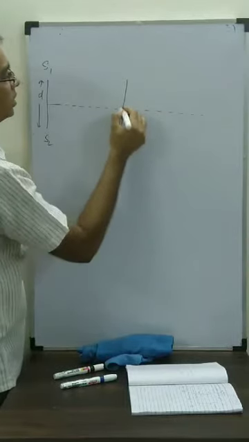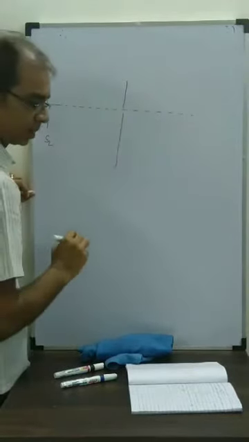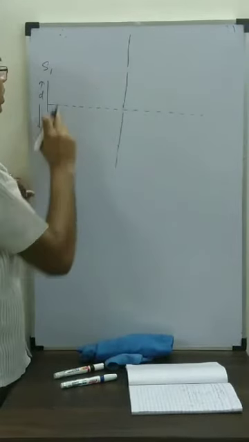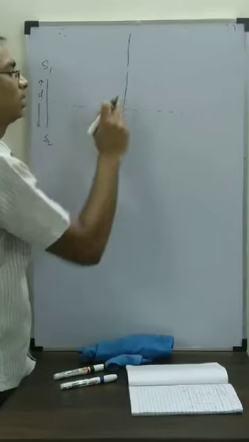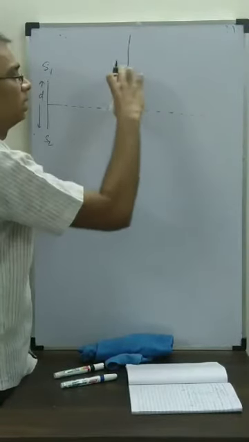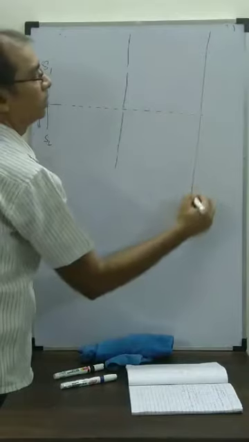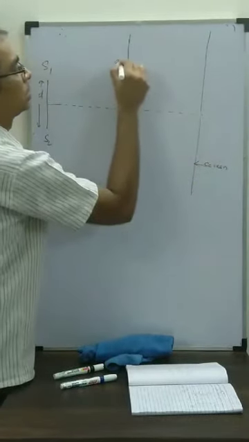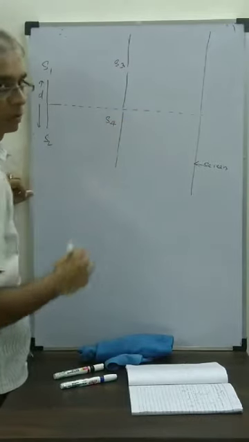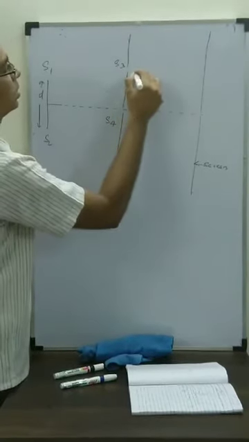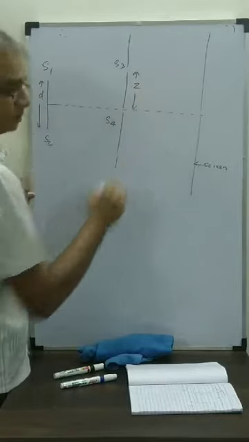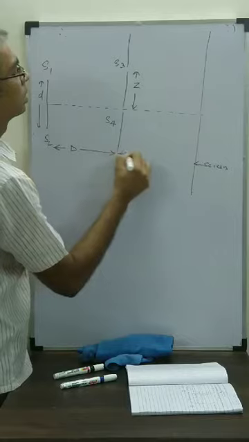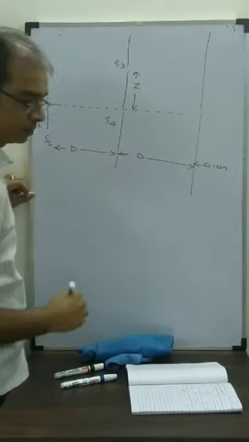The gap is exactly at this point, and another gap is somewhere up. So from these two sources, you are making another two sources, and these two sources are going to have interference on this screen. This you can say is S3 and this you can say is S4, and the separation between them is given as Z. This distance is capital D and this distance is also capital D.